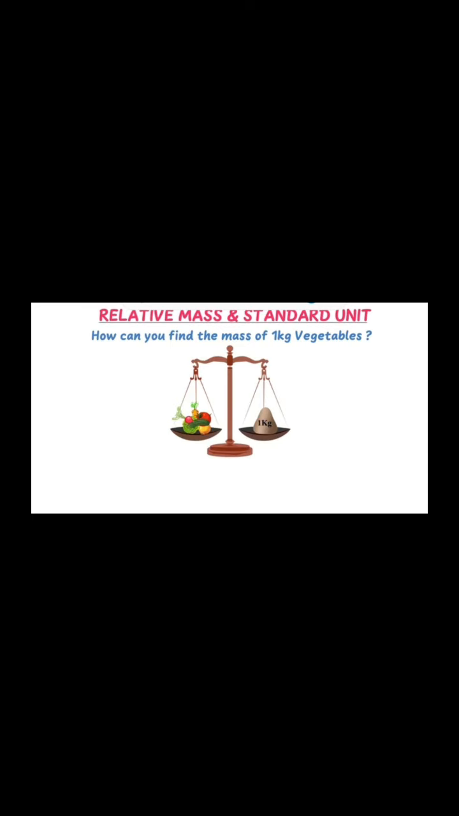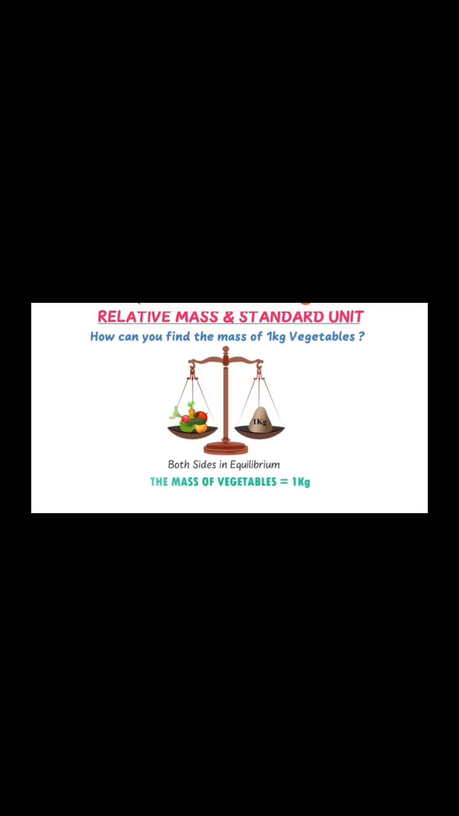How are vegetables measured? Suppose you are weighing 1 kg of vegetables. You will add a 1 kg stone on one side and the vegetables on the other side of the balance. When both sides are balanced, then we can say that the mass of the vegetables is equal to 1 kg.